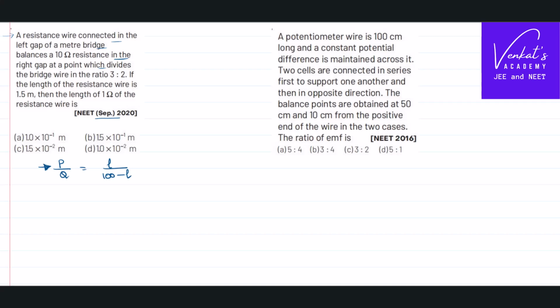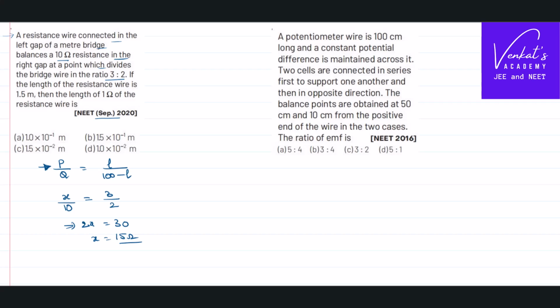But now he is saying a resistance wire of unknown resistance, and in the right gap a resistance of 10 is connected. The balancing lengths are in the ratio of 3:2. That implies, what we can say, 2x equal to 30, x equal to 15 ohms. So, the unknown resistance that he has connected in the left gap is 15 ohms.